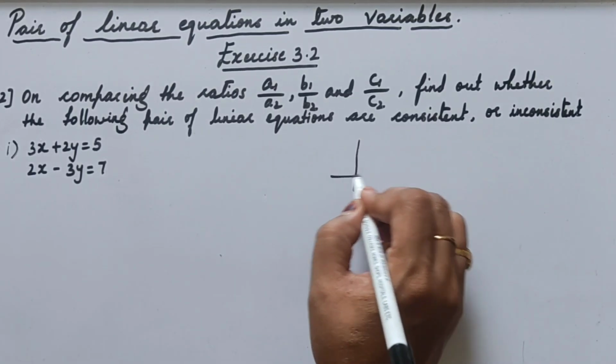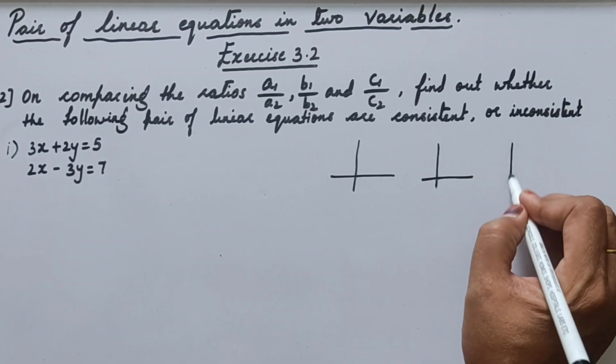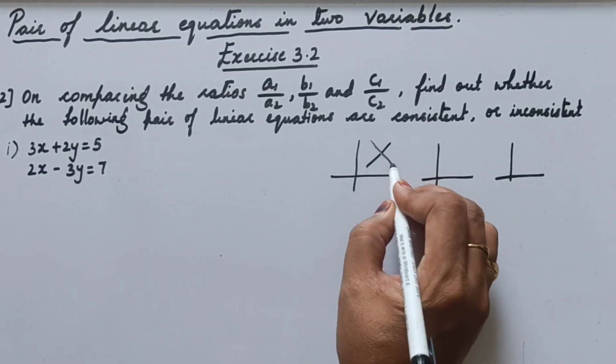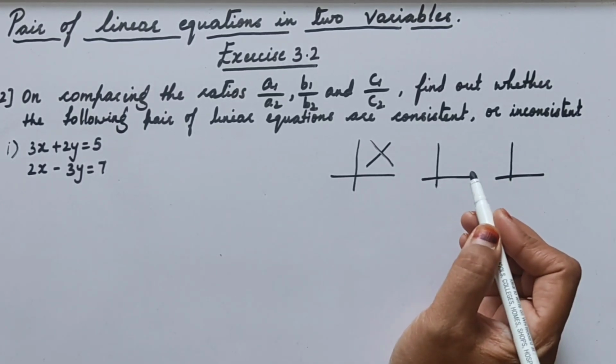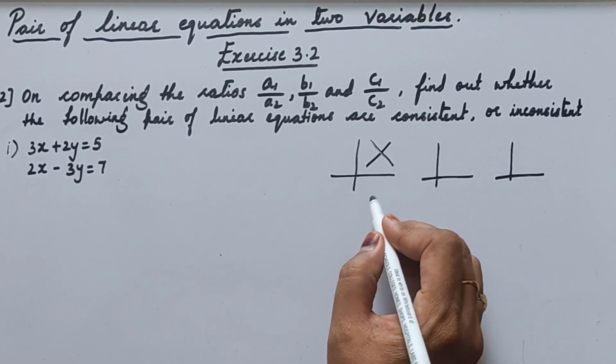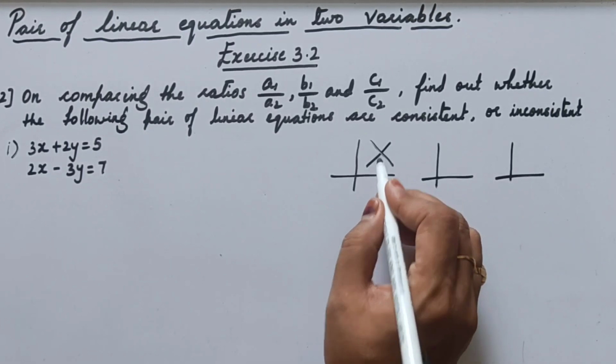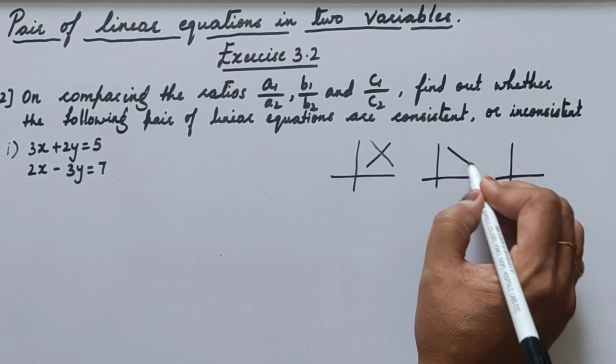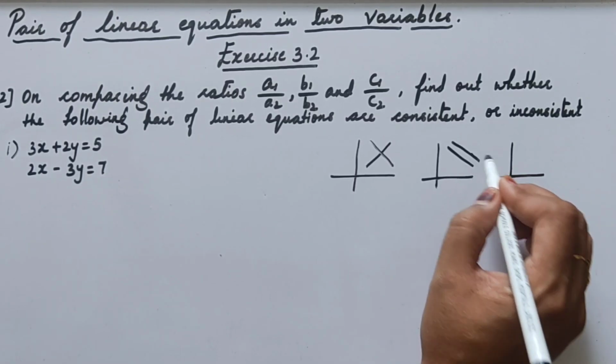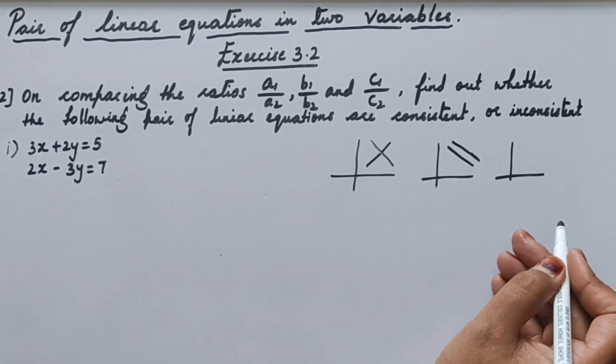Now this is a graph, students. Okay, I'll just draw 3 graphs. These 2 lines are intersecting at one point. Okay, so these are intersecting lines. At least we have got one solution. This is a parallel line. We don't have any solutions here.